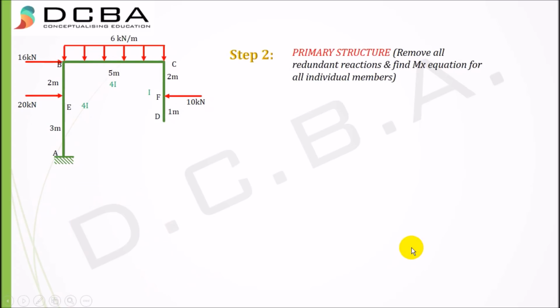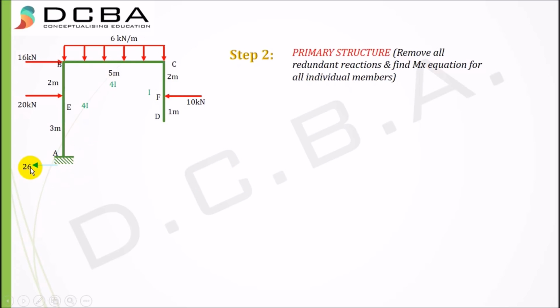The second step is drawing the primary structure. The primary structure is the structure where we remove all the redundants that we marked just now, R1, R2 and R3, and then we find the Mx equation for all individual members. What are individual members? Wherever there is a point load, or wherever a load starts or ends, for example a UDL that is not a complete UDL and only runs from one point to another, at all those points you need to mark them. For example, here there is a point load, I marked it as E. Here there is a point load, I marked it as F. So the individual members would be AE, EB, BC, CF and FD. We need to find Mx, that is, the moment at a distance of x.